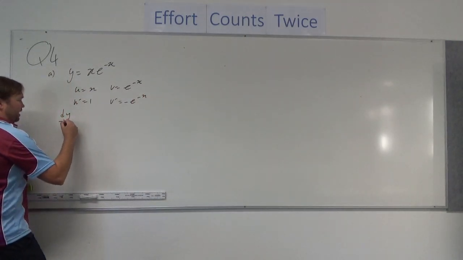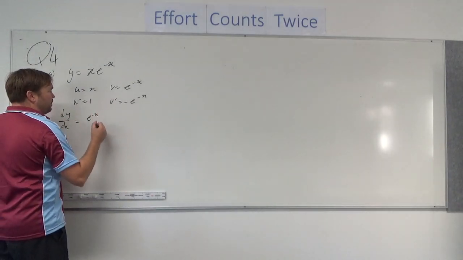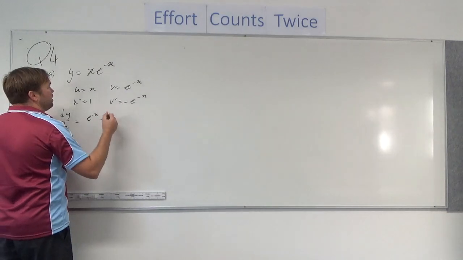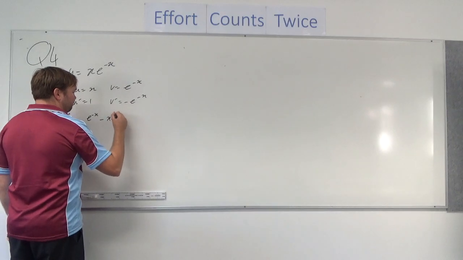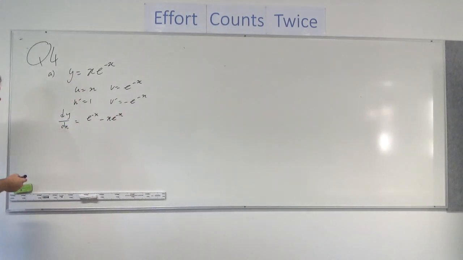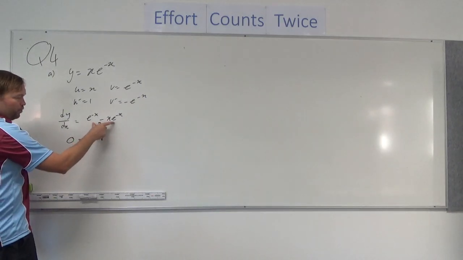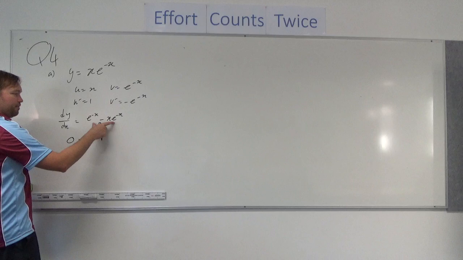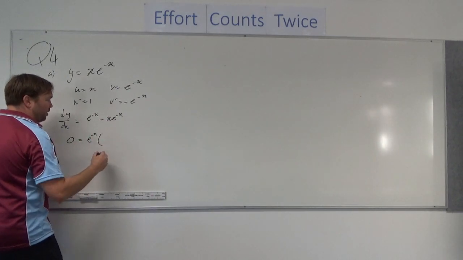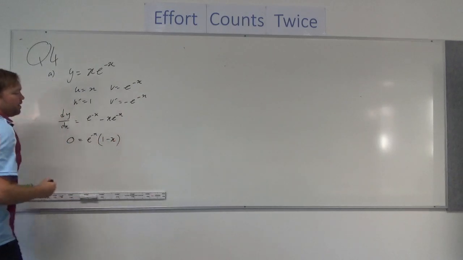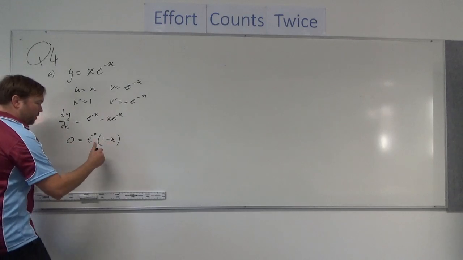For dy/dx, it is u'v plus, but now it becomes minus v'u. We want to set this equal to 0. Almost always with these e's we're going to have a common factor, and it's an excellent idea to remove that. e to the minus x, bracket, 1 take x. Therefore, what this implies is that x is equal to 1.